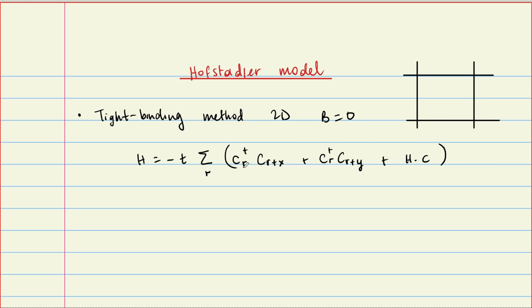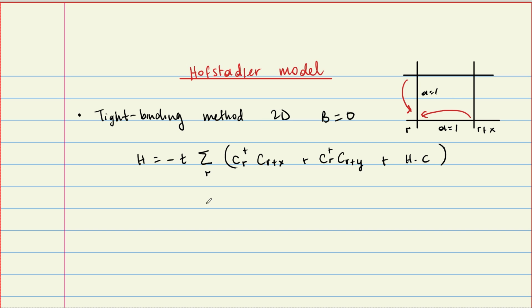And this first term takes from here and hops you to here, and the second term takes you from here and hops you to there, and the Hermitian conjugate does the reverse. And if this is R plus x, I am taking the lattice constant a to be 1, and this is also a equal to 1.